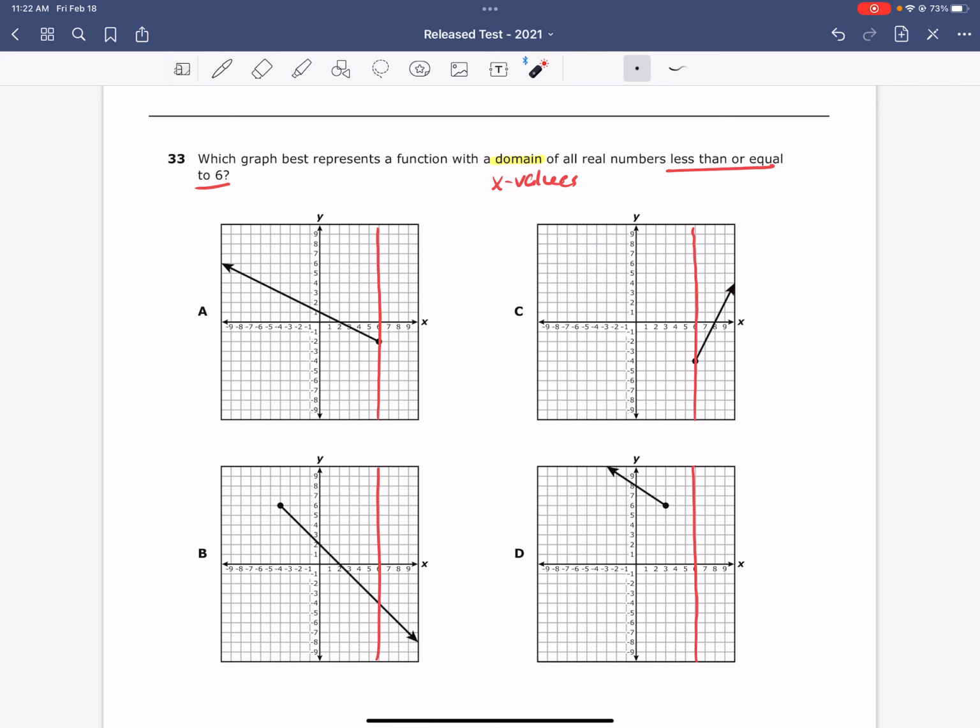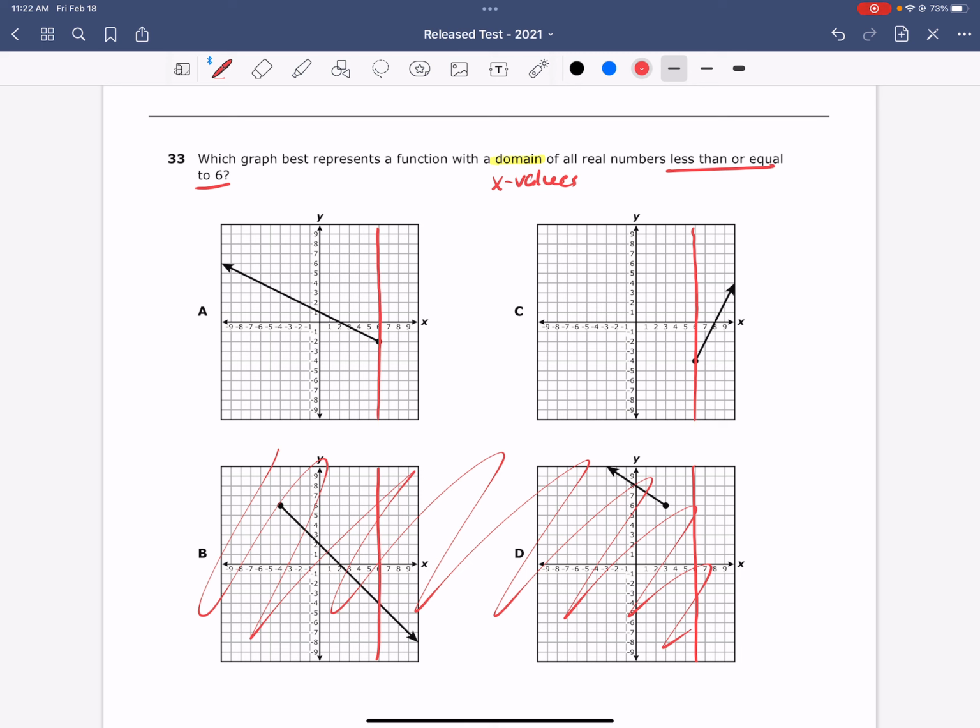The other 2 answer choices do not satisfy that criteria. Notice that they're trying to trick you by looking at the y-axis for 6 for both of those problems. So these 2 answer choices would be if you thought that domain was the y values, but we're better than that. We know that that's not true, and so therefore B and D are incorrect.